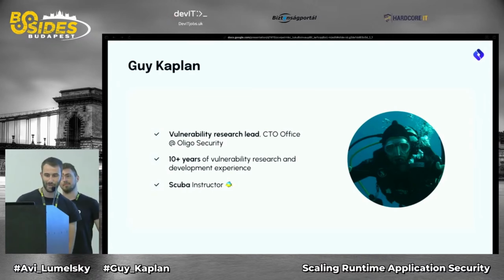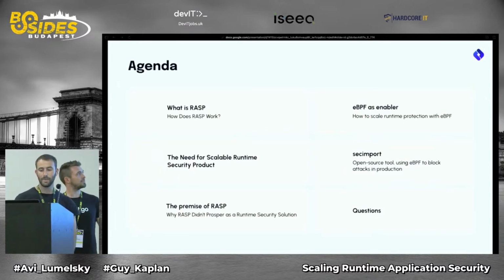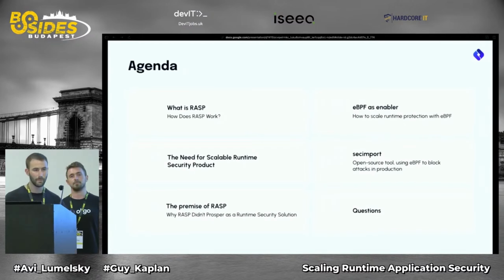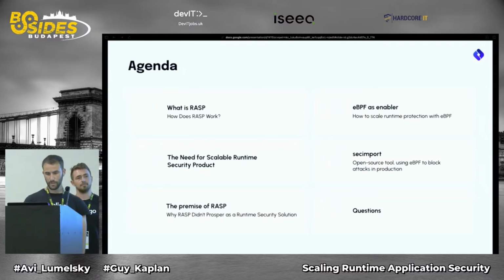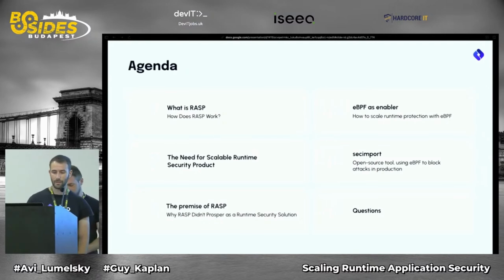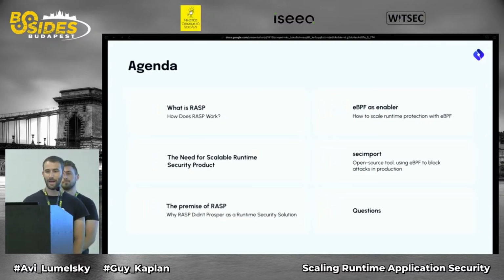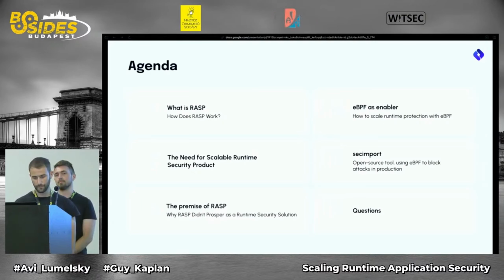So let's dive in. A bit about what we're going to cover today. We're going to talk about RASP, or Runtime Application Self Protection. We're going to cover what it is, how it works, what people expected it to be, and why we think it failed. We'll later show you what eBPF is and how we think eBPF is reviving the field of runtime application security. It's important to say we will have time for questions at the end, so if you have questions, please write them down and we'll get to them later.